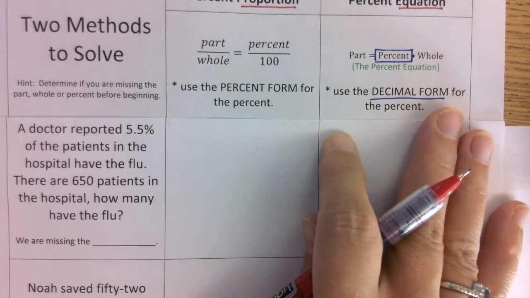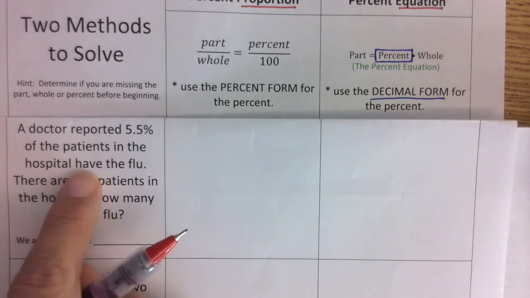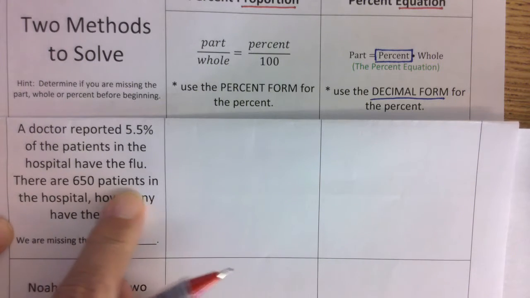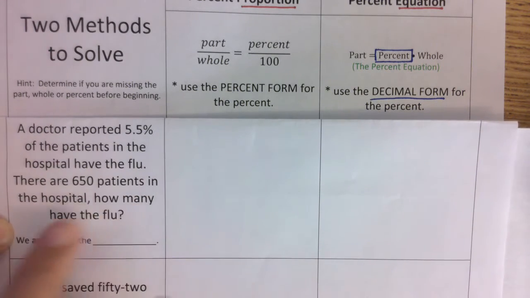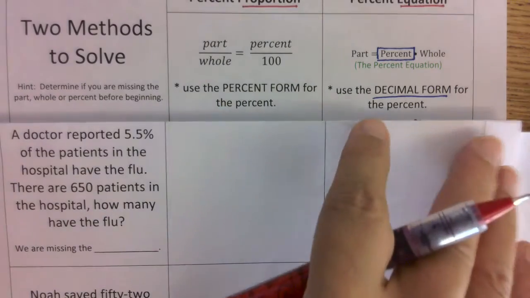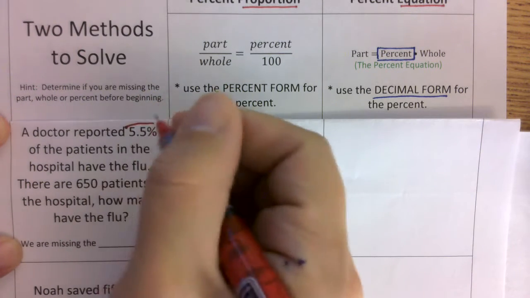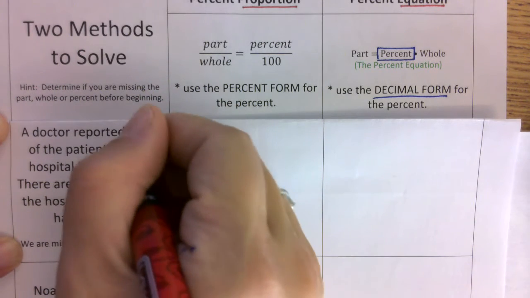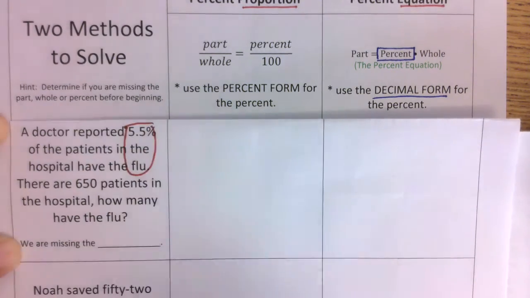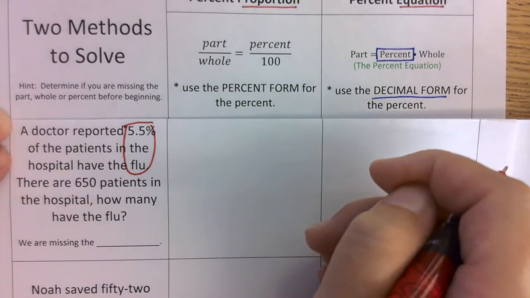So the next one says, a doctor reported 5.5% of the patients in the hospital have the flu. There are 650 patients in the hospital. How many have the flu? So let's just take a minute and think about what we have. We have the 5.5% that have the flu. I'm just going to circle 5.5% have the flu. Okay, so that's a percentage, and that will be our percent.